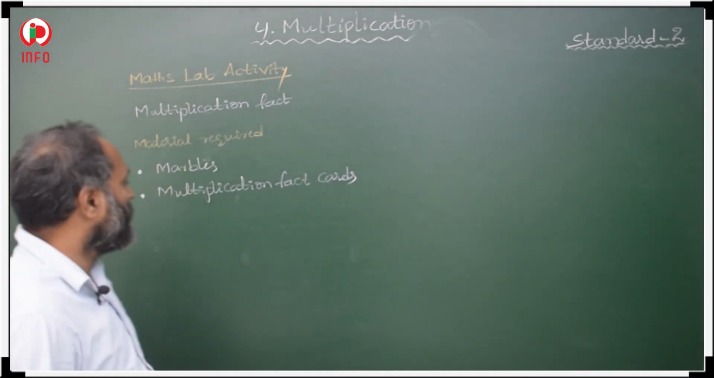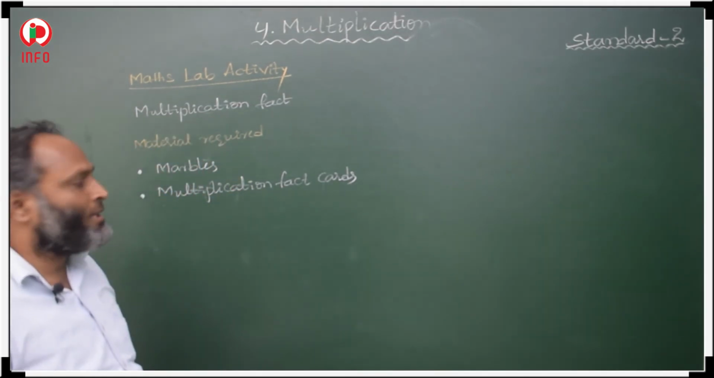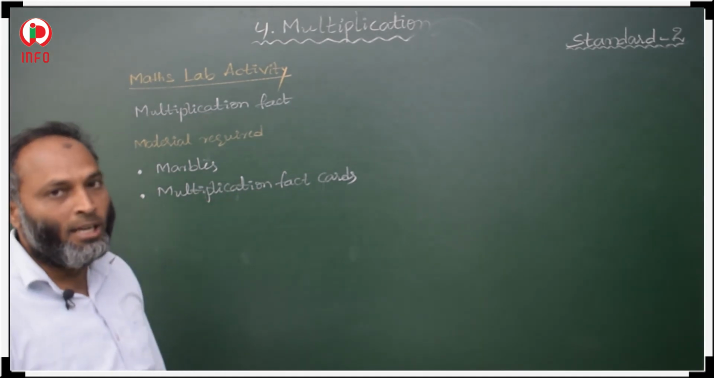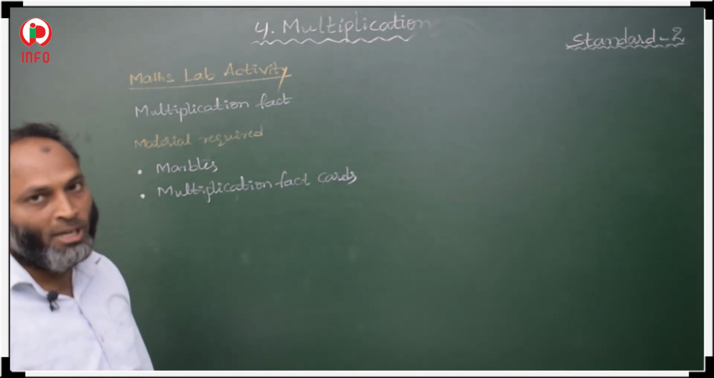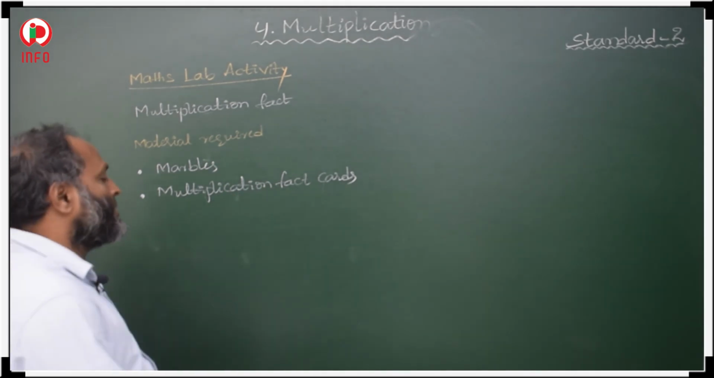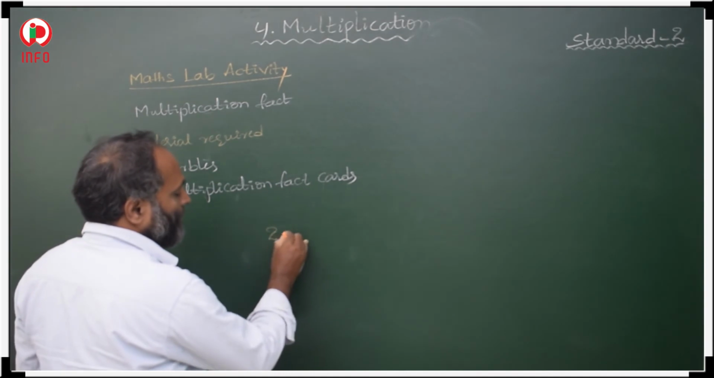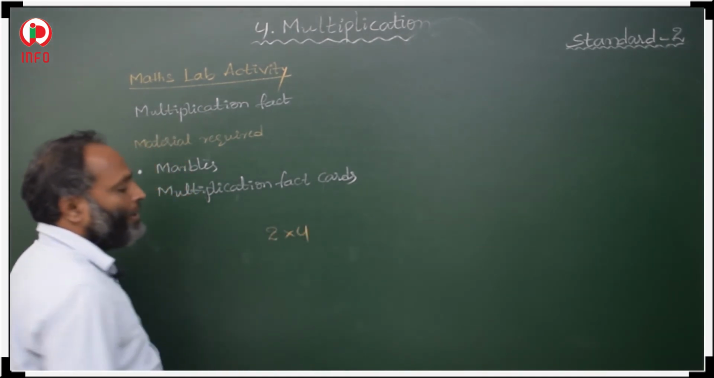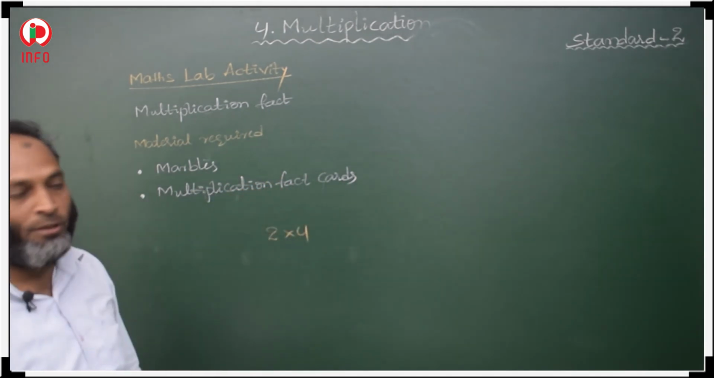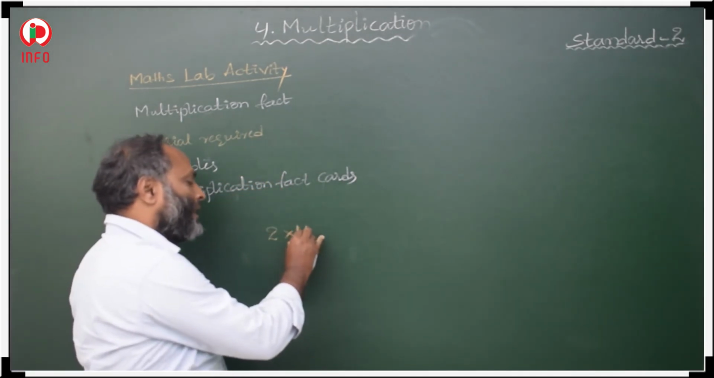The first group should come forward and collect one card, that is, a multiplication fact card. Any one card you have to select from the multiplication fact cards. Suppose you selected the 2 into 4 card. So this is, for example, 2 into 4, this card you selected. So the first group selected 2 into 4. Then what is the fact?